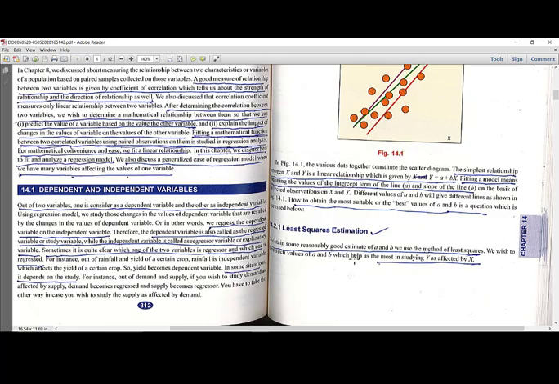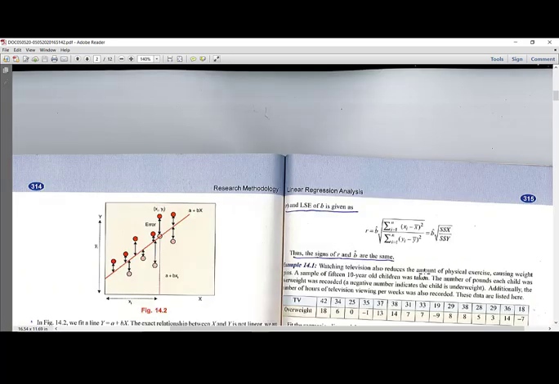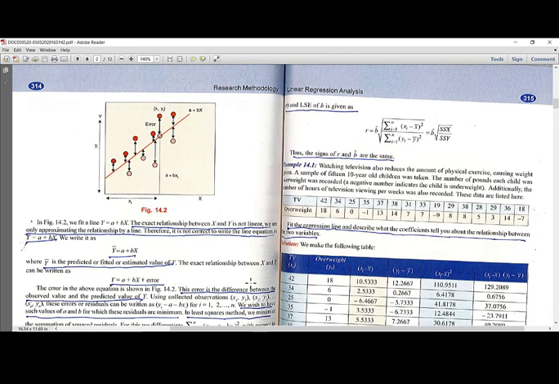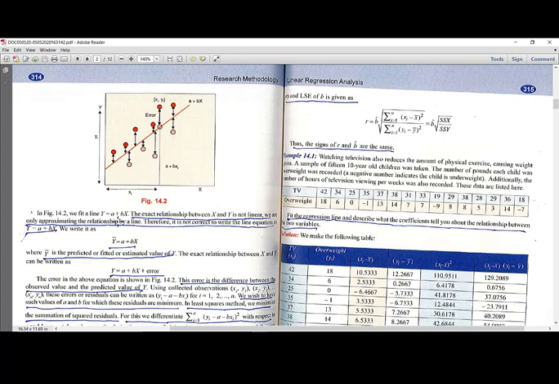To obtain some reasonably good estimate of a and b, we use the method of least squares, and it helps us the most in studying y as affected by x. If you see this figure, we fit a line y equal to a plus bx. The exact relationship between x and y is not linear. We are only approximating the relationship by a line. Therefore, it is not correct to write the line equation y is equal to a plus bx.